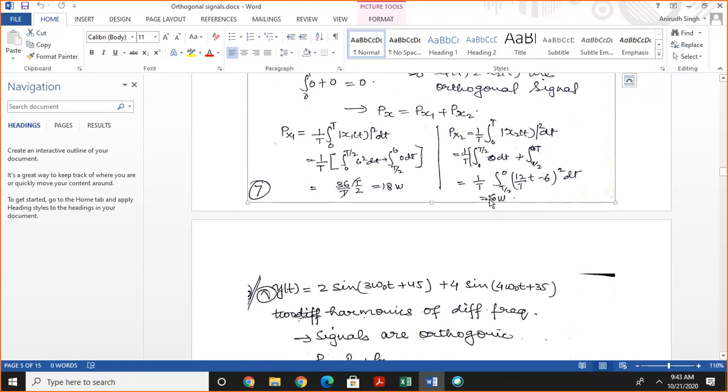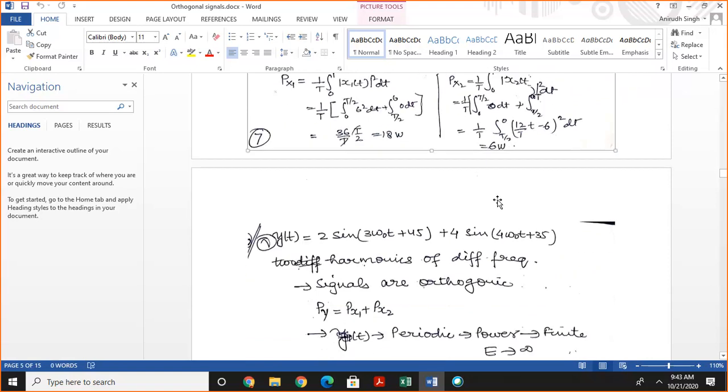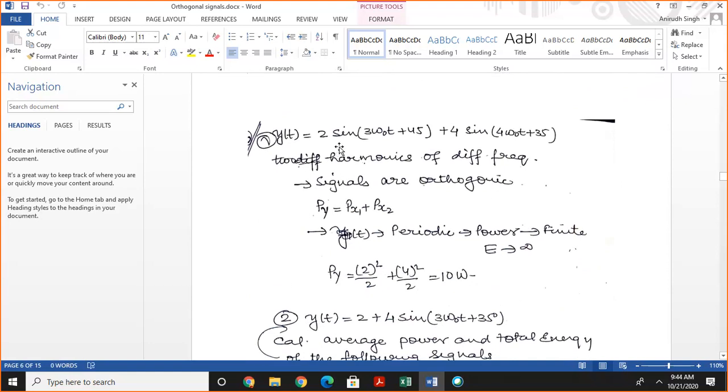Similarly, in the second case, Px2 is equal to 1 by T, this, and we calculate the value of x2(t) using the line equation y minus y1 is equal to y2 minus y1 divided by x2 minus x1, multiplied by x minus x1. Here the coordinates of x1, y1 are T by 2 and 0, and in this case T and minus 6.